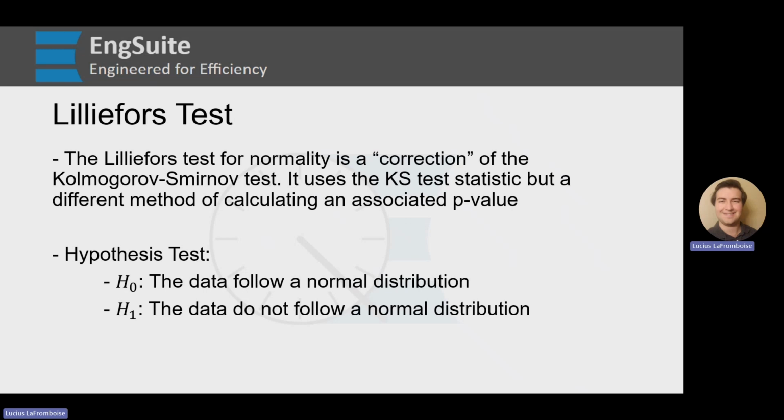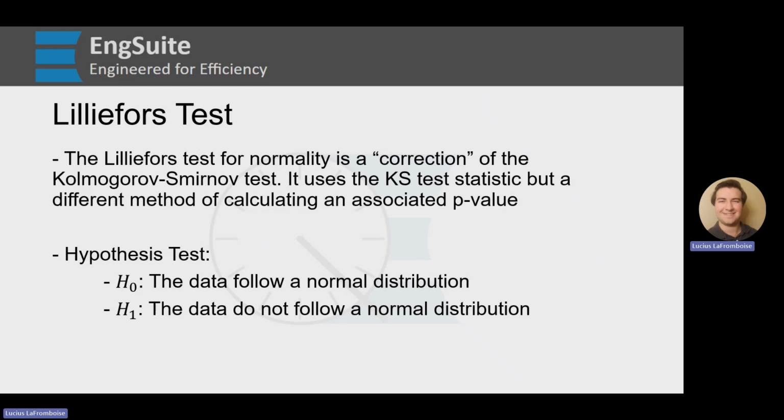So the Lilliefors test for normality is a correction of the Kolmogorov-Smirnov test. It uses the KS statistic, but it uses a different method of calculating the associated p-value to make this test more selective and to make it more powerful. Power being the ability of the test to correctly reject the null hypothesis.